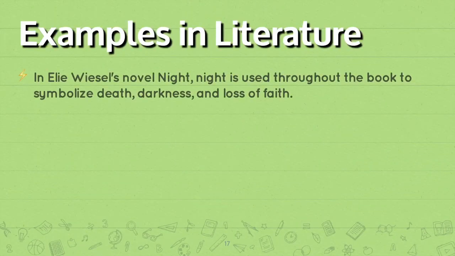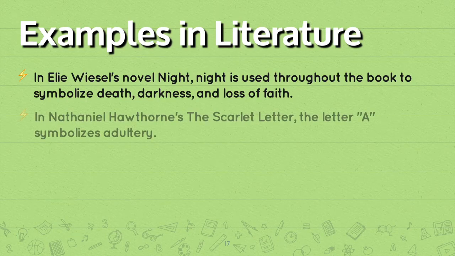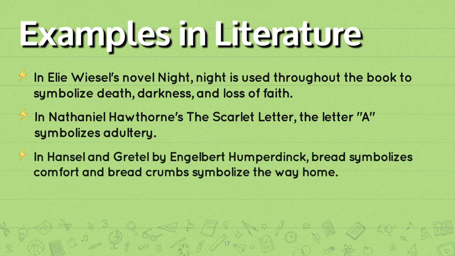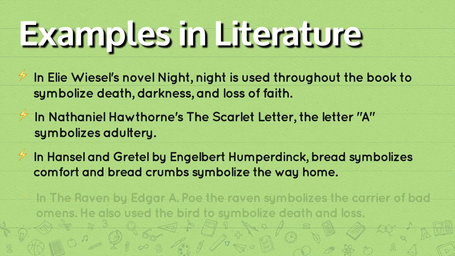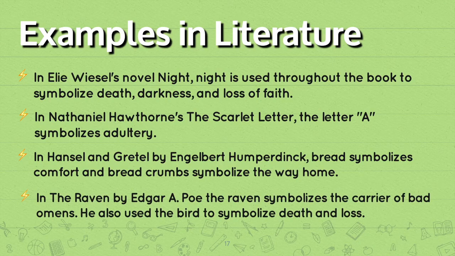Examples in literature. In Elie Wiesel's novel Night, night is used throughout the book to symbolize death, darkness, and loss of faith. In Nathaniel Hawthorne's The Scarlet Letter, the letter A symbolizes adultery. In Hansel and Gretel by Engelbert Humperdinck, bread symbolizes comfort, and breadcrumbs symbolize the way home. In The Raven by Edgar Allan Poe, the raven symbolizes the carrier of bad omens. He also used the bird to symbolize death and loss.